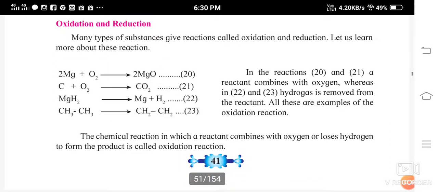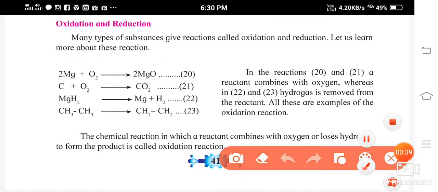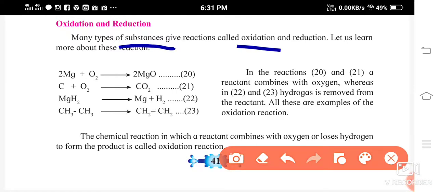Many types of substances give reactions called oxidation and reduction. Let us learn more about these reactions. When chemical reactions take place, many types of substances give reactions that are called oxidation and reduction.